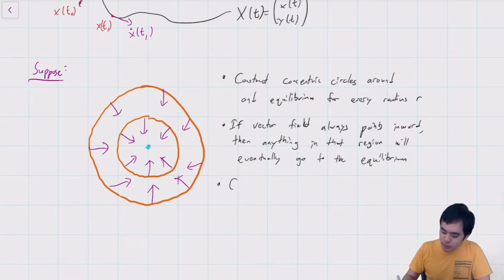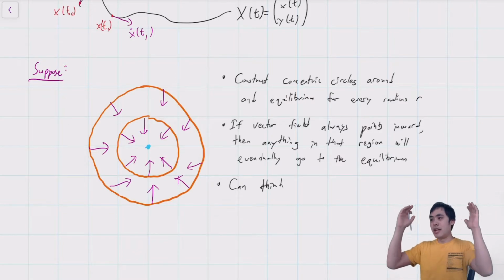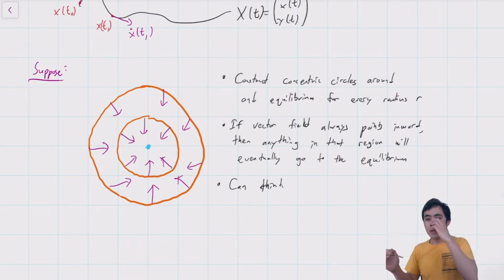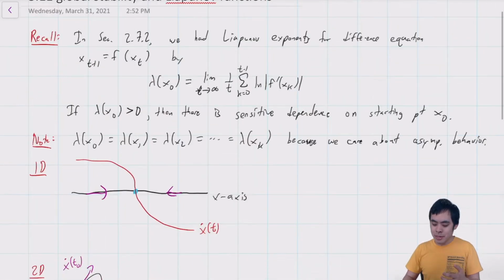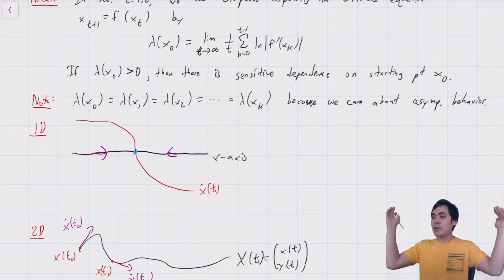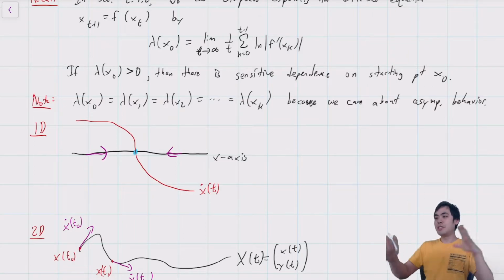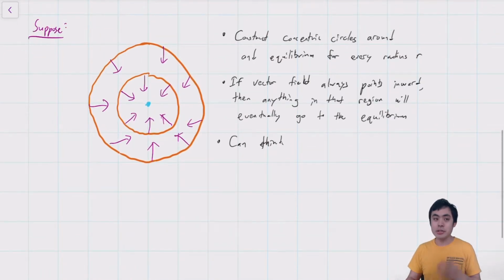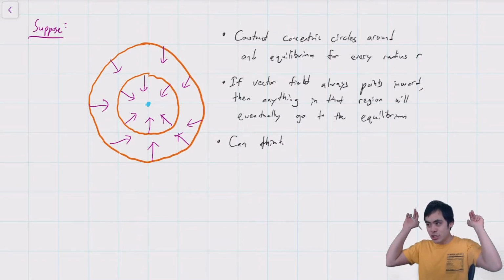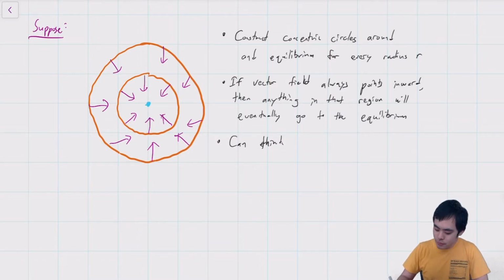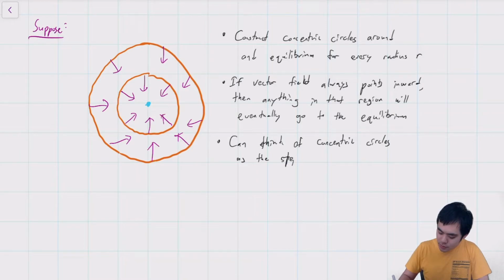And we can think of these concentric circles as sort of steps that you're taking. So you're getting closer and closer. And this sort of is the same as in the 1D case, where you're getting closer and closer from both sides. Here you're just saying that your overall distance from the equilibrium is constantly getting closer and closer, and therefore eventually you'll reach it as time goes to infinity. As the steps the solution takes.